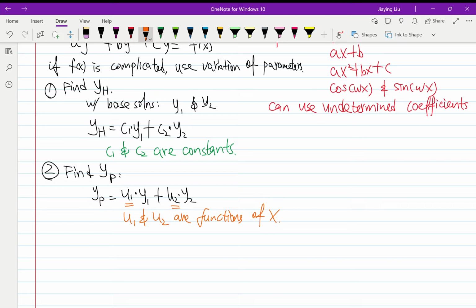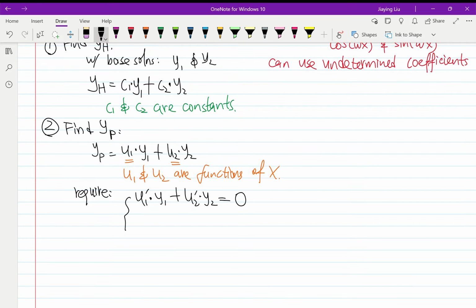But there's a condition that we could apply. We're going to require two conditions. The first one is that u1 prime times y1 plus u2 prime times y2 has to be 0. We don't need to show any work to derive it. I would say just memorize it and then use it. And then u1 prime times y1 prime plus u2 prime times y2 prime equals f of x. Those are the two conditions that we could use.